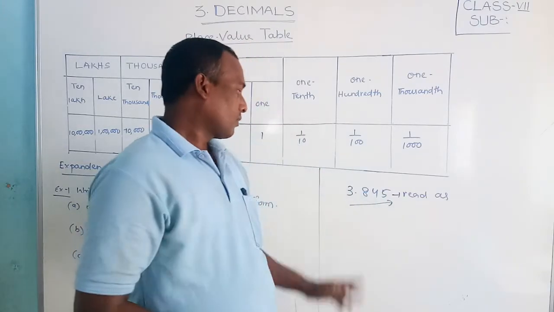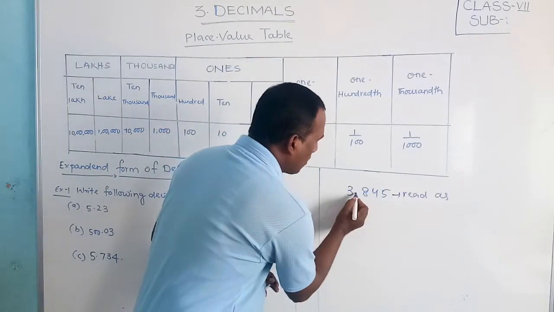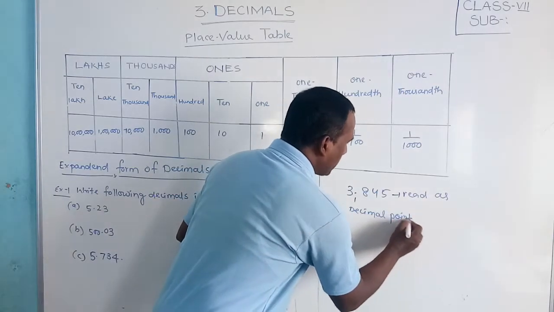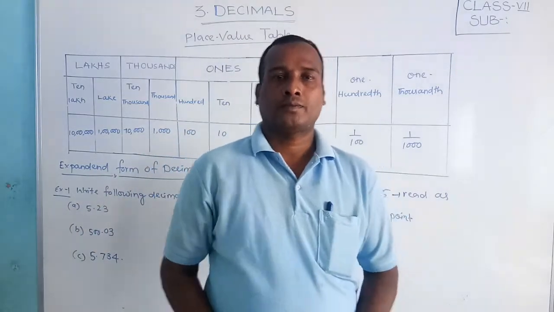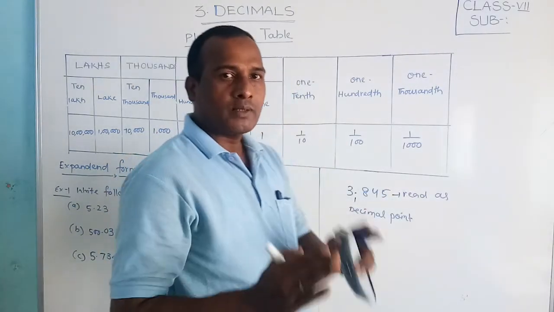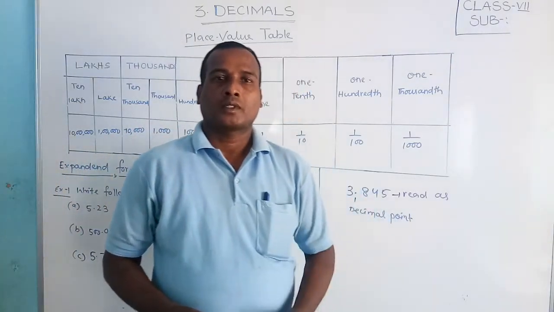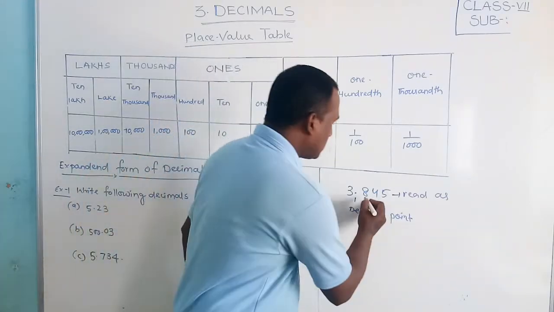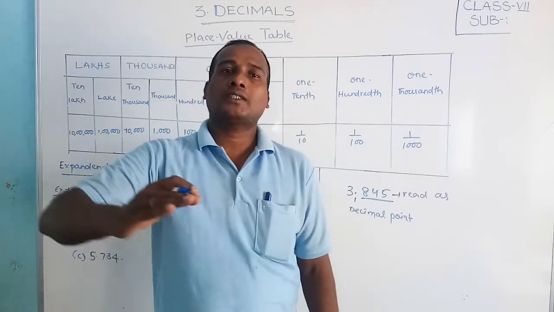First of all, you observe: after the decimal point. This is called a decimal point. So decimal numbers are divided into two parts. One is the whole part, the whole number, and another one is the decimal part. After the decimal point is called the decimal part.